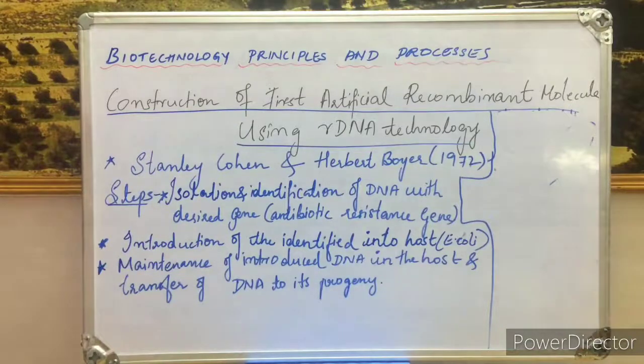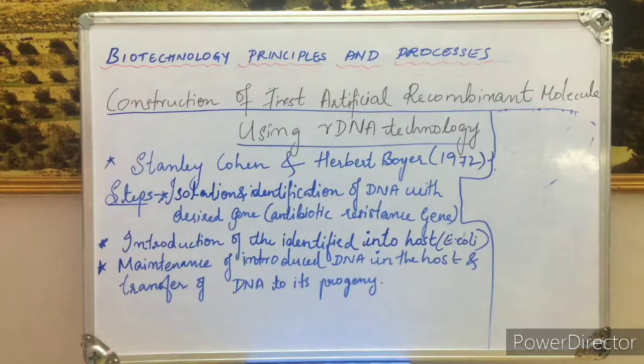A recombinant molecule is formed when the gene of interest, or the foreign DNA for which you want to produce a desired character, is linked with the vector DNA. A vector is a carrier of the gene that helps the multiplication of the desired gene in the host cell when it is linked to the gene of interest. Okay. So now we will see the first artificial recombinant molecule.